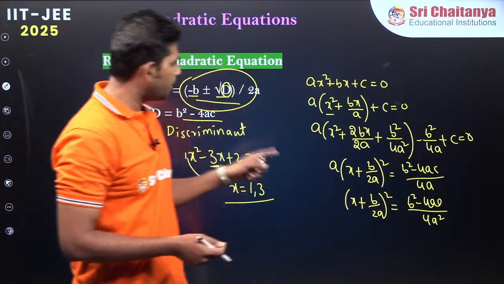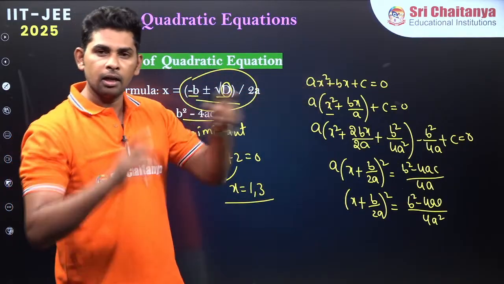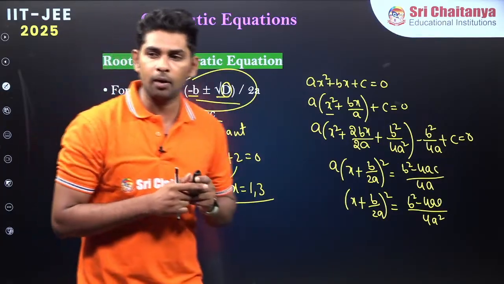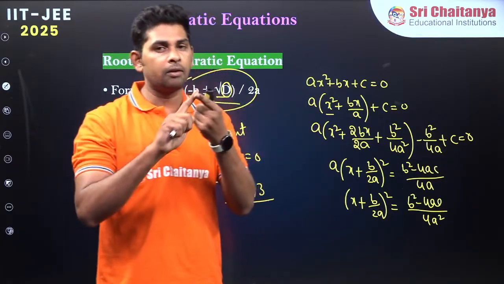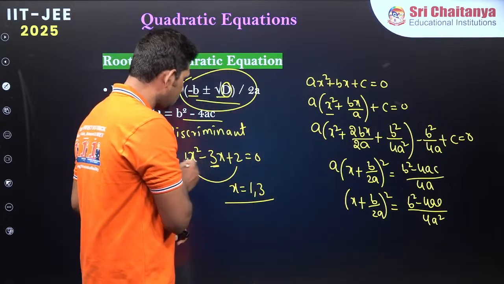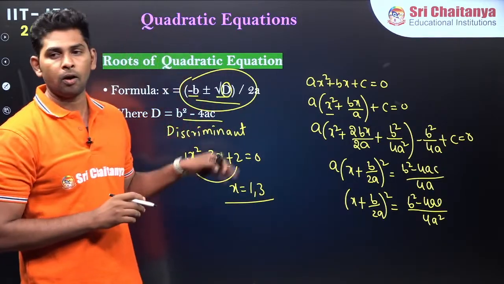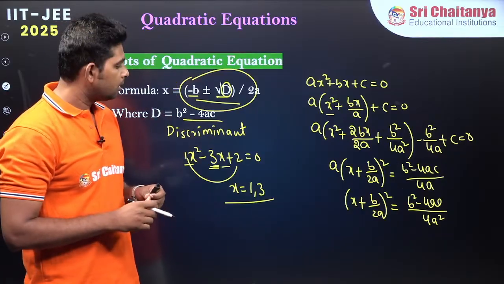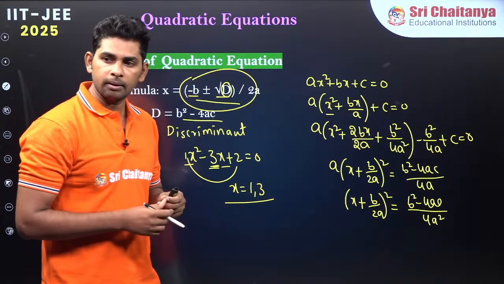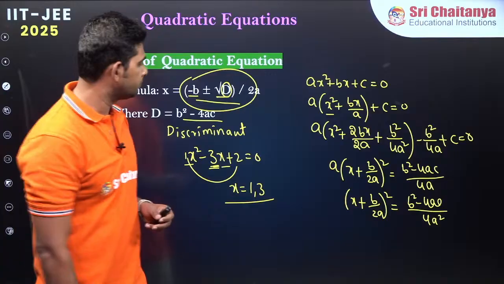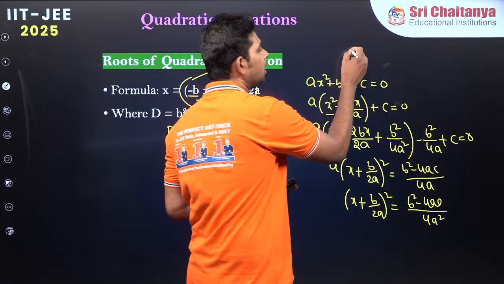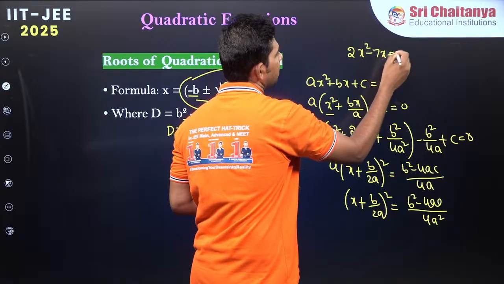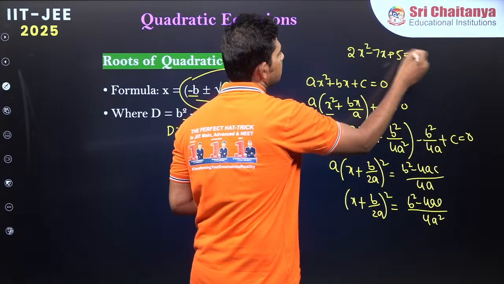Now I am going to give a difficult equation, and you give me the challenge to solve a quadratic equation. You give me a quadratic equation, or just give me the values of a, b, c, the coefficients of x square, x and the constant. I am going to solve it in a second without using the formula or any method. Okay? So I am going to give a difficult one now: 2x square minus 7x plus 5 equals 0.